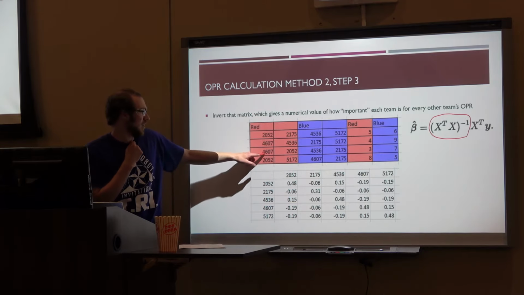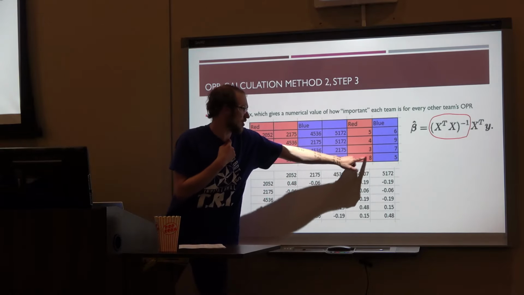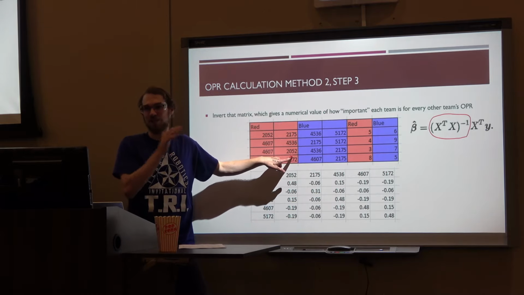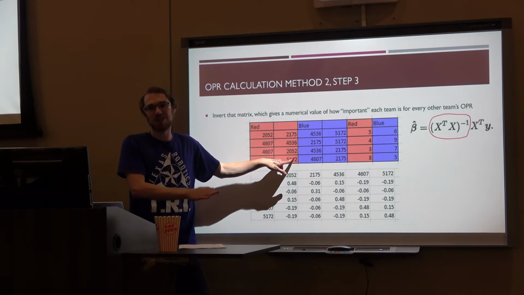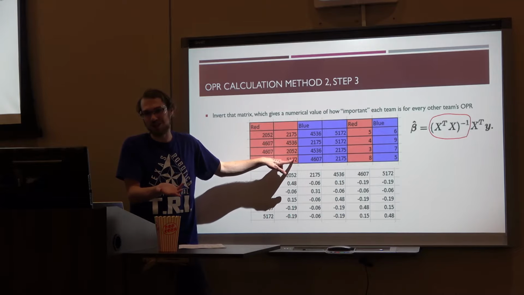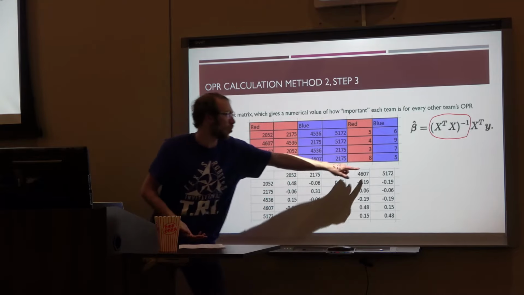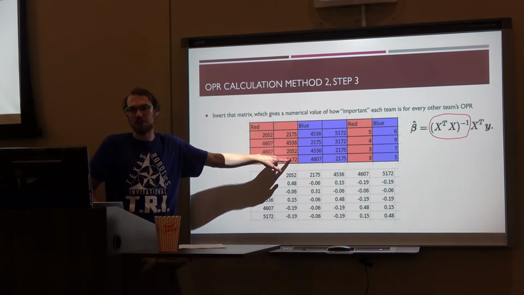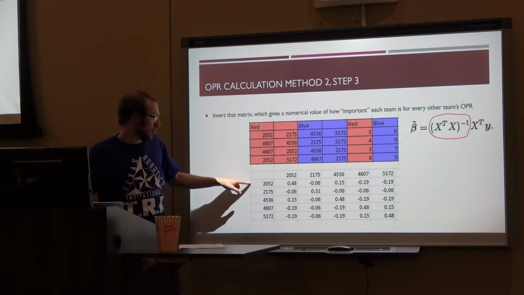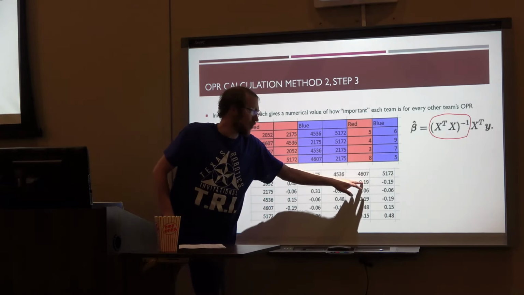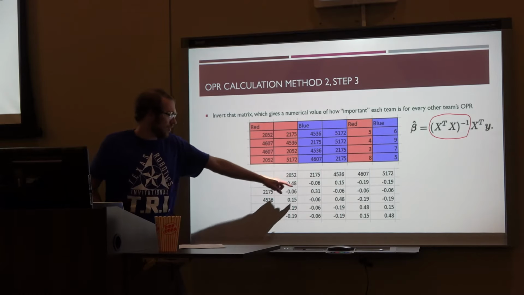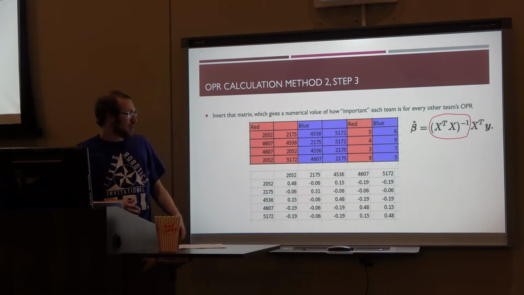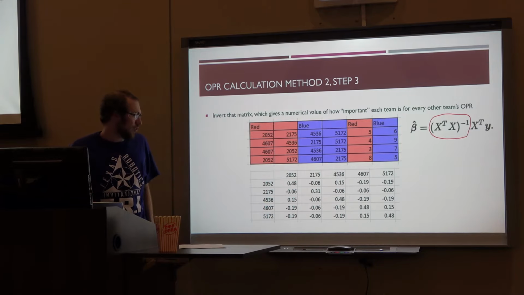Yeah, so if 2052 scores 8 points in this match, but all of 5172's matches have low scores, all the other ones have low scores, that probably means 5172 isn't very good. And that means more of that 8 points is coming from 2052 than from 5172. So your partners are going to have negative values on this matrix. Their relationship is negative with you.